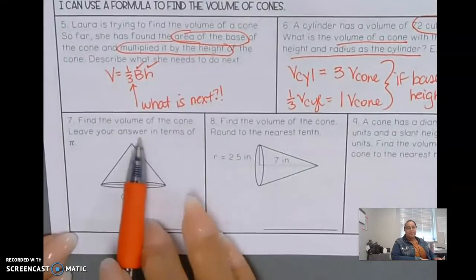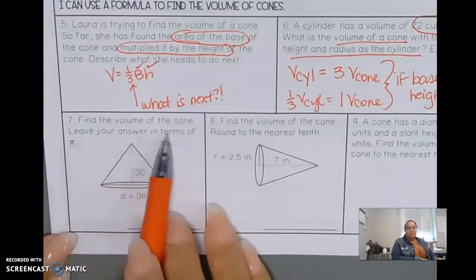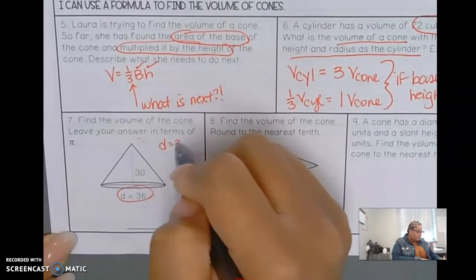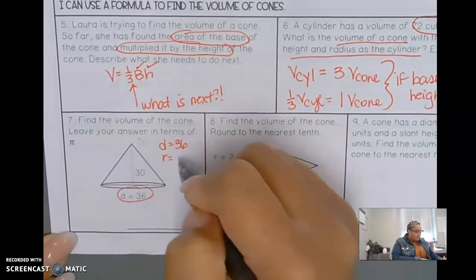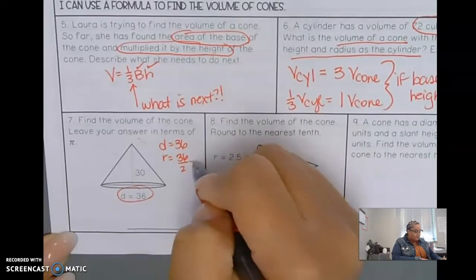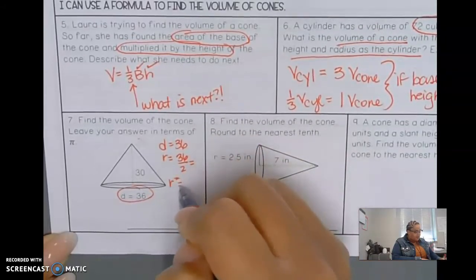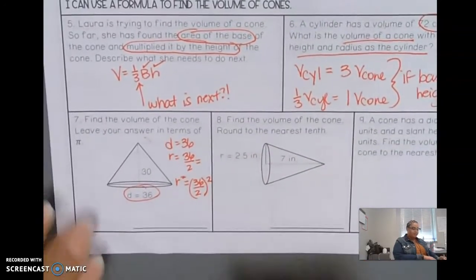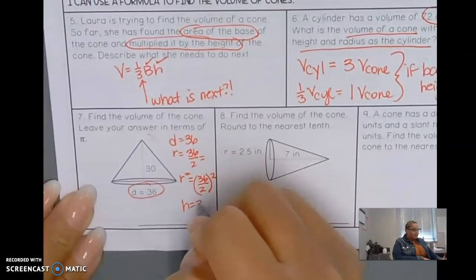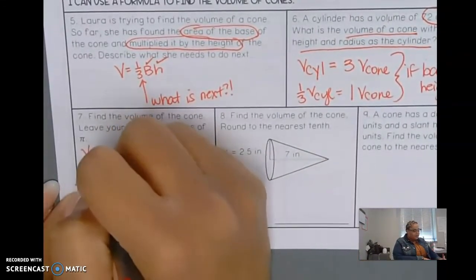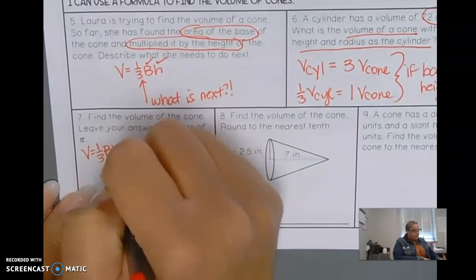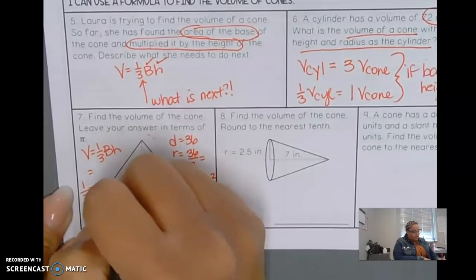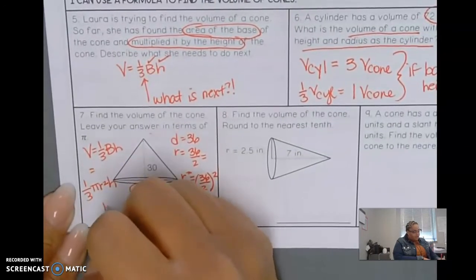All right, number 7. Find the volume of a cone. Leave your answer in terms of pi. So if my diameter is 36, my radius is half of 36, and then my radius squared is 36 divided by 2 squared. My height is 30, and I'm going to plug that into 1/3 big B H, or 1/3 pi r squared h.